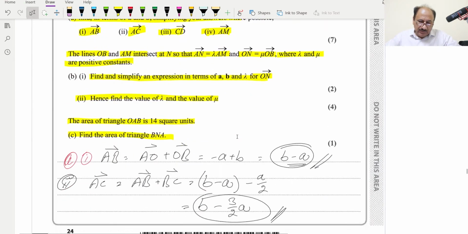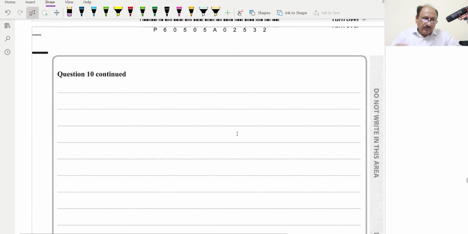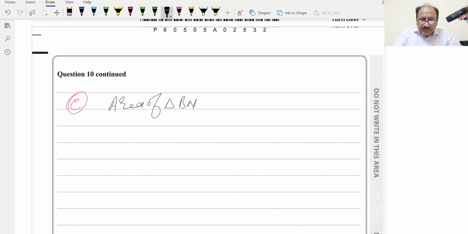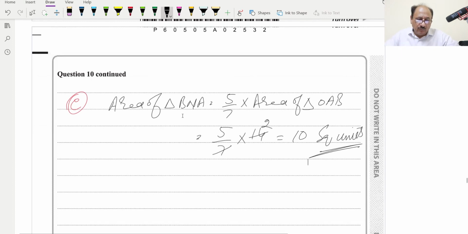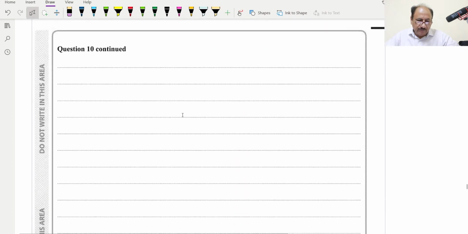So we can write for the C part answer: area of triangle BNA is equal to 5 by 7 of the area of triangle OAB, which is given as 14 units. So 5 by 7 into 14, this will be equal to, 7 2s are 14, so 10 square units. This will be the final answer for this question. Hopefully you understood each and everything.